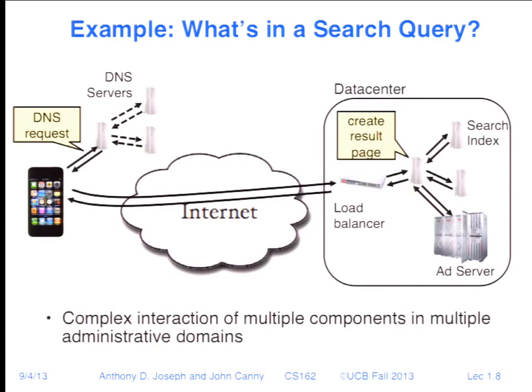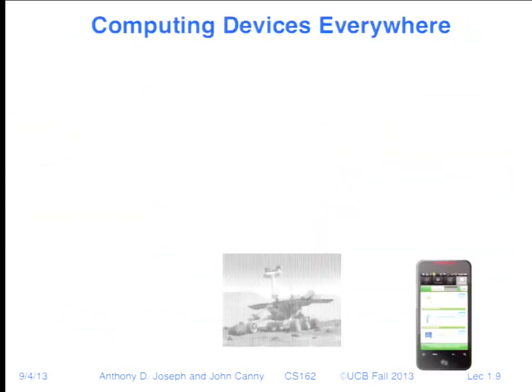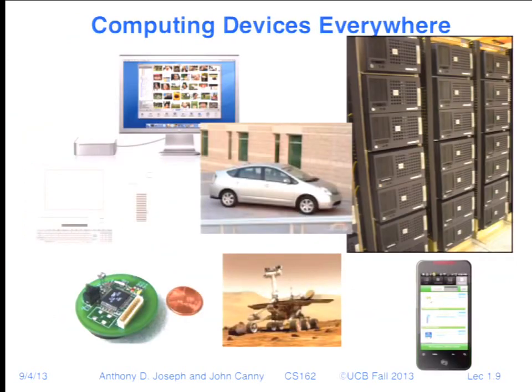So some of the motivation for studying computers and systems is because we have computing devices everywhere. We have cell phones. This is the Mars Pathfinder, I think. A mote, PCs, cars, data centers, supercomputers. Anybody have an idea what's the single largest use of microprocessors? Embedded systems, 10 billion microprocessors. Now, what's an embedded system? Well, there's a microprocessor in my remote. There's a microprocessor in the projector.